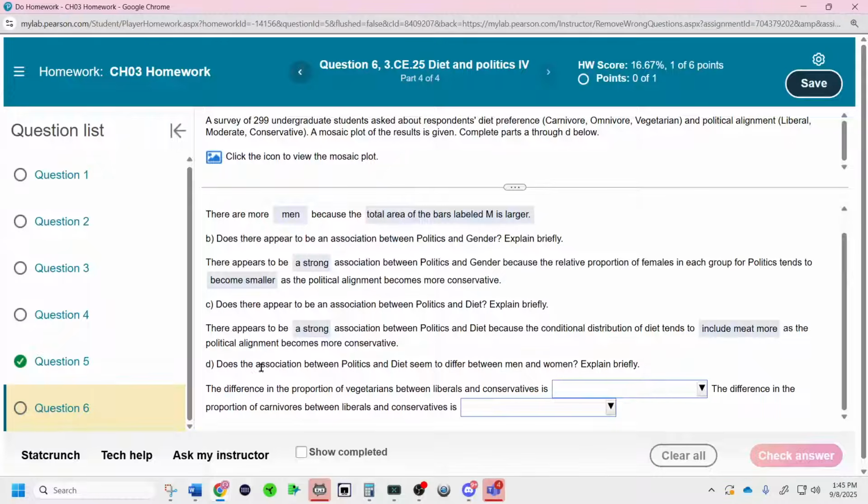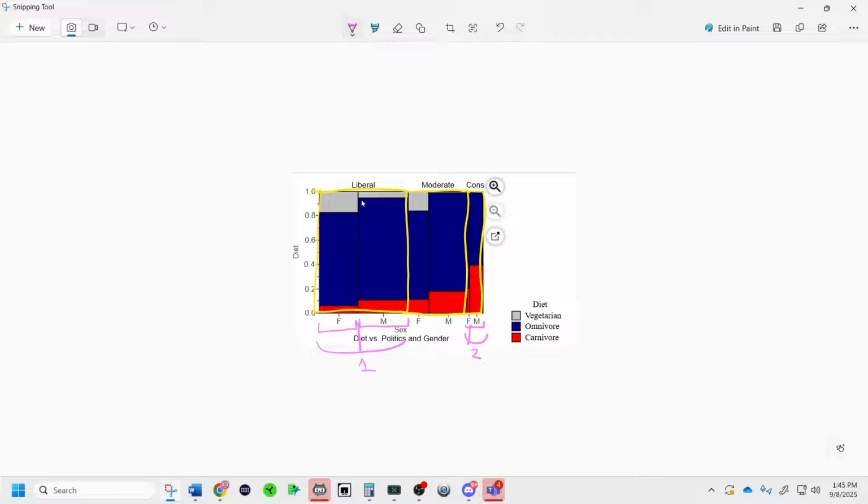Does the association between politics and diet seem to differ between men and women? Yes. As we pointed out right here, women don't have this big carnivore jump at the end. I'll highlight just that. Conservative men just have this big carnivore jump at the end. And liberal women have a much higher vegetarian proportion.